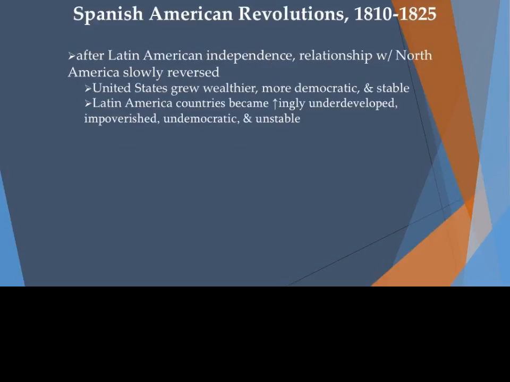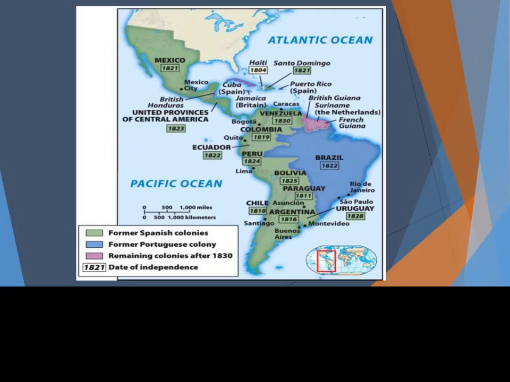And after Latin American independence, the relationship with North America slowly reversed. The United States grew wealthier, more democratic, and stable, while the Latin American countries became increasingly underdeveloped, impoverished, undemocratic, and unstable. And you can see here in green are the former Spanish colonies. Blue is the former Portuguese colony. And the remaining colonies after 1830. And the box with the date is their year of independence.